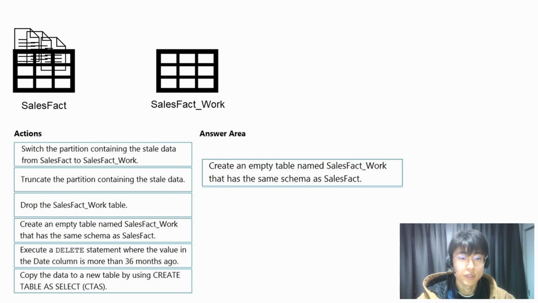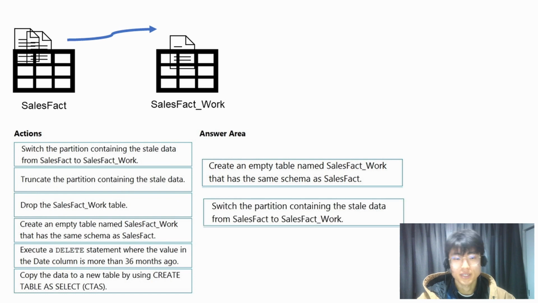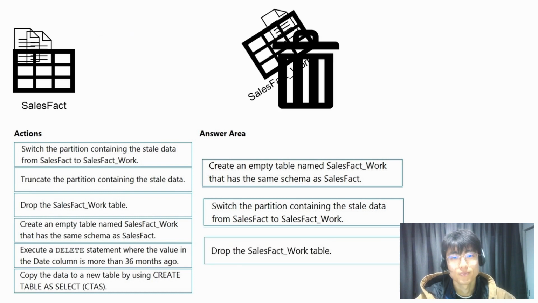What we do next is switch the partition containing the stale data from SalesFact to SalesFactWork. So we have an empty table, and all the things that we don't want, we just chuck in there. After the second step, the current situation is SalesFact has our useful data, and SalesFactWork has data that we're not interested in. And third step, simply drop the SalesFactWork table.